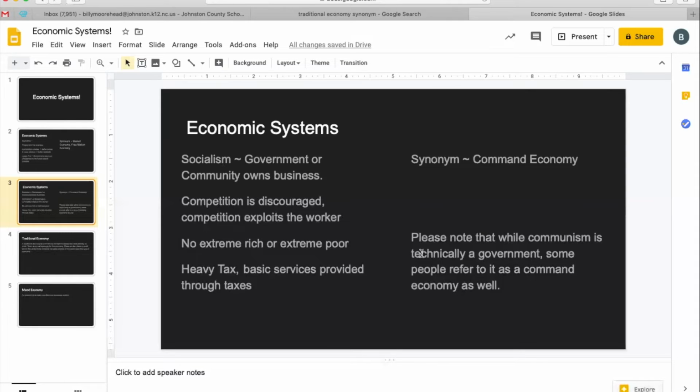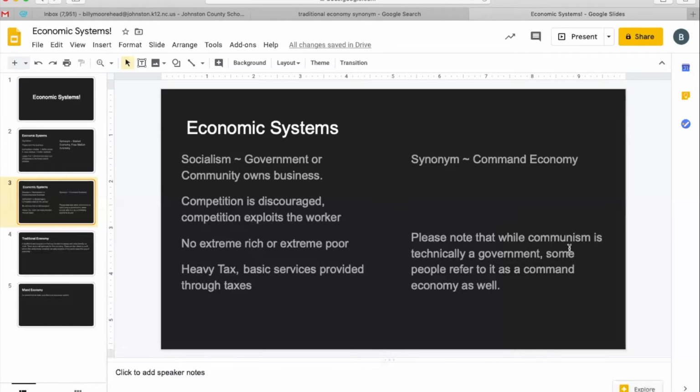Now, I do have one note down here. You can see it. I'm rolling my mouse over it. Communism is technically not an economic system. All right. China is communist, but they actually have a capitalist economy. You can own your own business in China. That's fantastic. That's why we have so much stuff that says made in China.